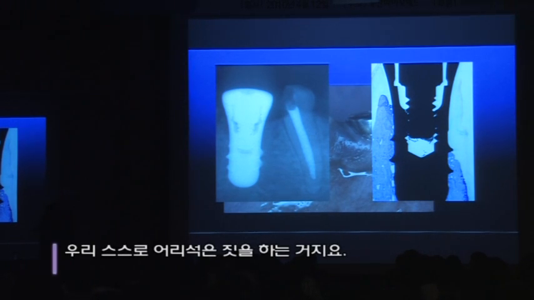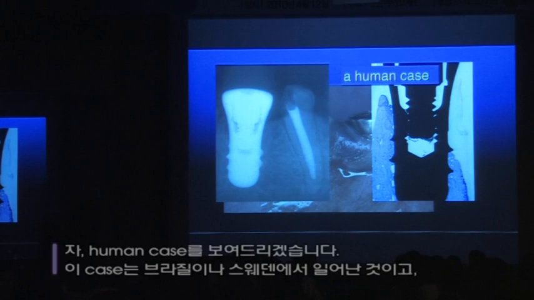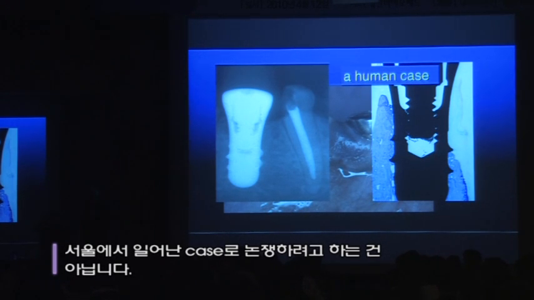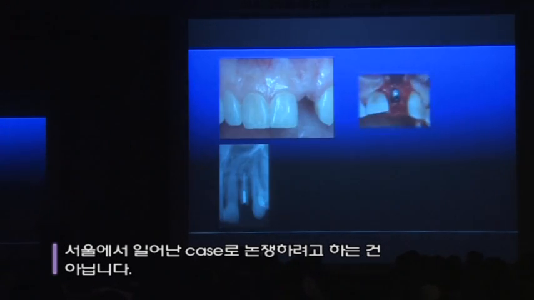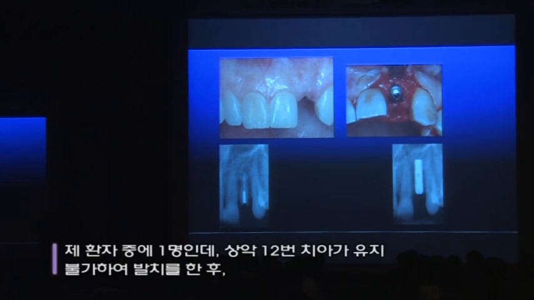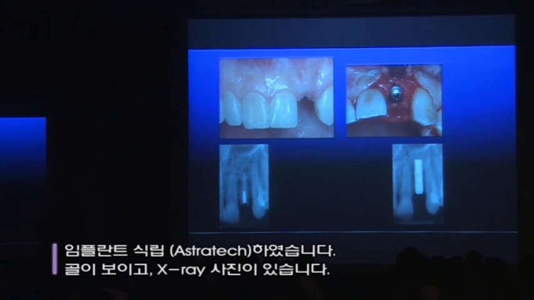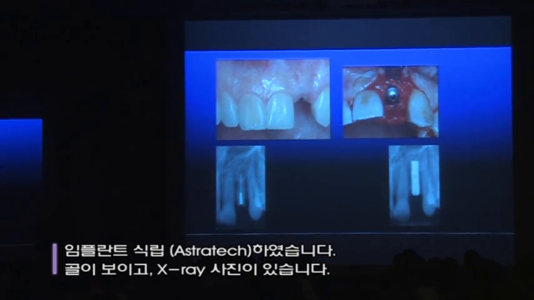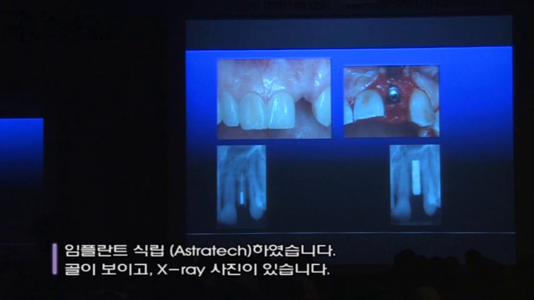We only fool ourselves. Let me show you a human case. This may only happen in Brazil and Sweden, by the way. I don't argue the case that this happens in Seoul. But here you have one of my patients. This tooth, which you see in the radiograph here, could not be maintained. So I removed the tooth and we placed an implant. It's an AstraTech implant. And here you can see bone. And this is the corresponding radiograph.